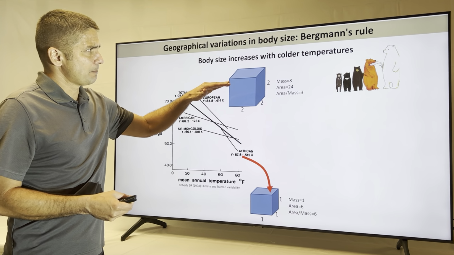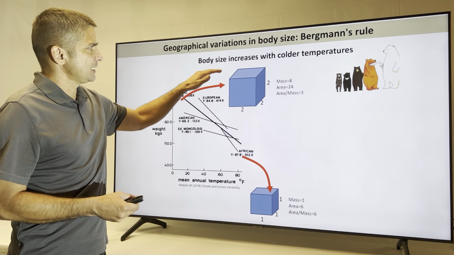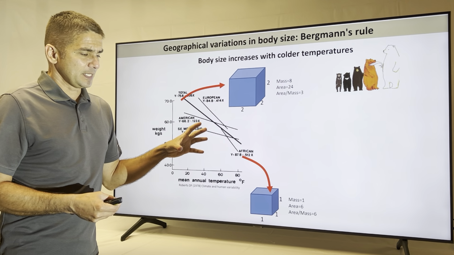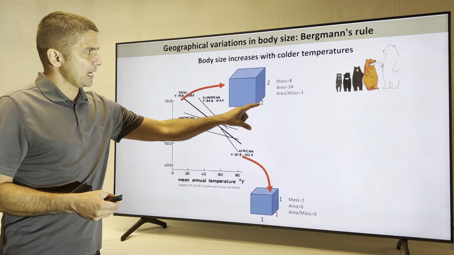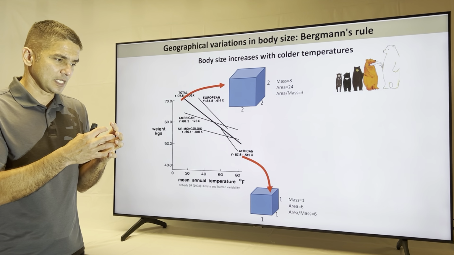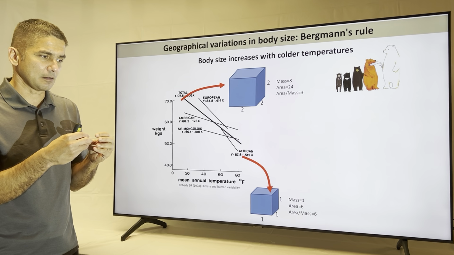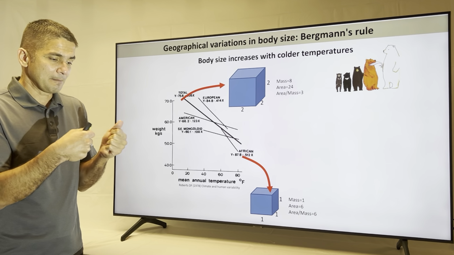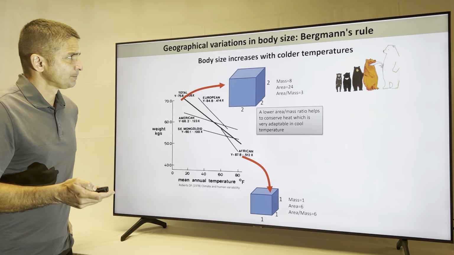And basically the general pattern is that you find an increase in body size with temperatures getting colder, and the likely explanation for that pattern is the area to mass ratio. All of it is related to the area that you have exposed to the elements, which, in relationship to the mass, allows you to dissipate or maintain heat better.